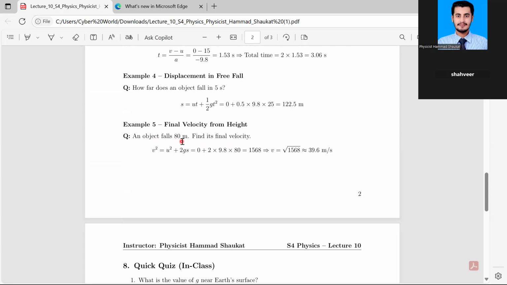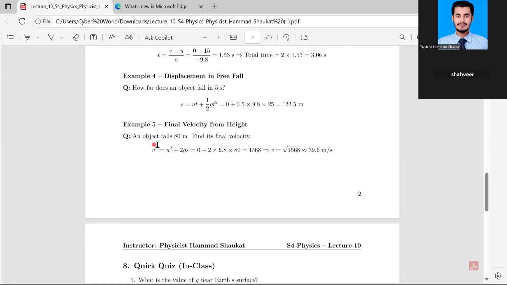The third one, because the time is not given in this problem. The only equation in which time is not mentioned is the third equation of motion. That's why we are going to use the third equation of motion, which is final velocity squared equals initial velocity squared plus 2as. So you can take 2gs.